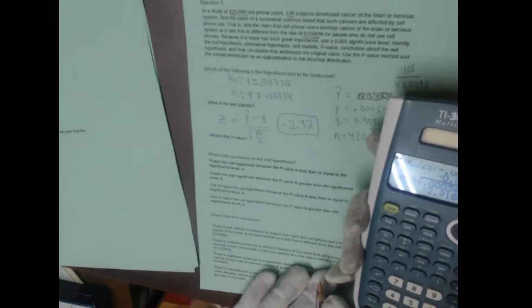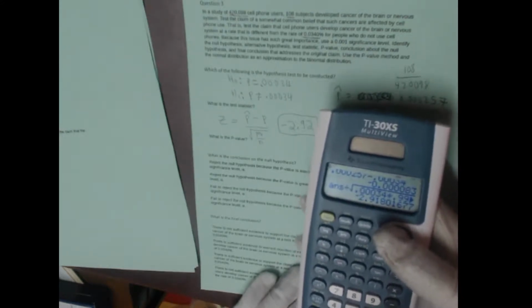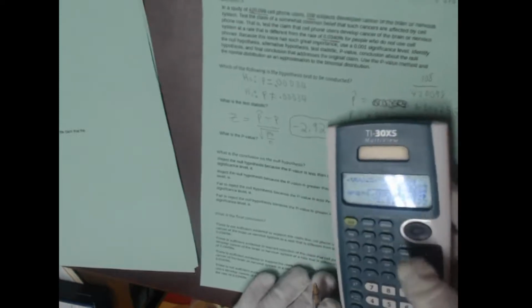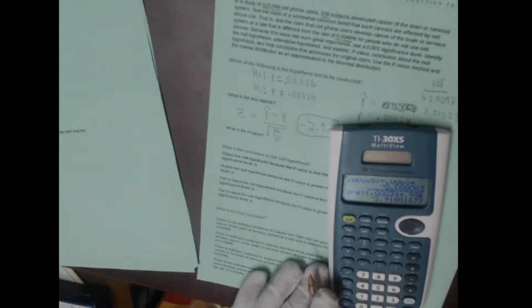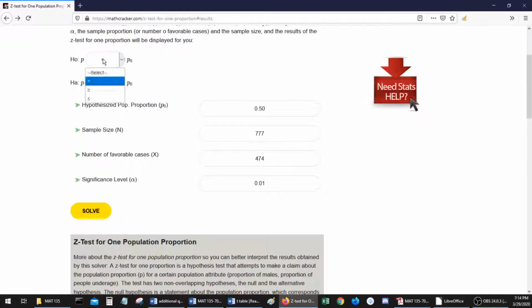Okay, so there you go. That's how you do this. If you have a question on it, please let me know. Now let's find the p-value by using that website again. So here we go. I'm going to use the back button to go back to the calculator. This time our null hypothesis is always equal to. Alternate hypothesis is not equal to.